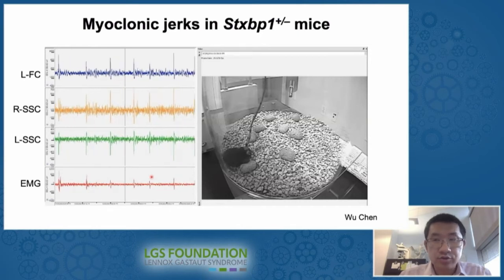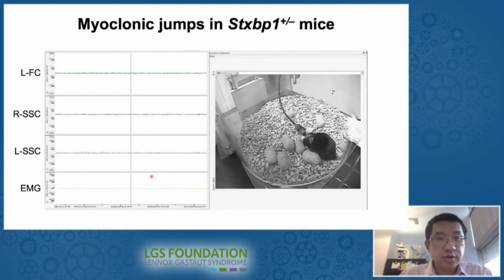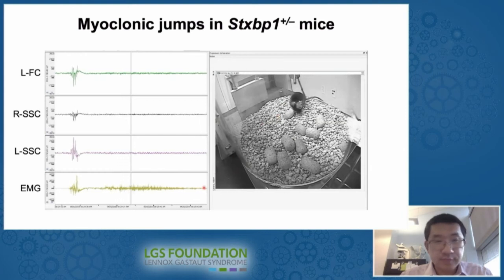Another more dramatic version of this myoclonic seizure, we call it myoclonic jump, right? So this is a mutant animal actually sleeping, right? As you can see, it's sleeping. Suddenly, it will jump to the other side of the cage and then wake up from this traumatic event. And this behavior doesn't happen in the normal wild type animals.